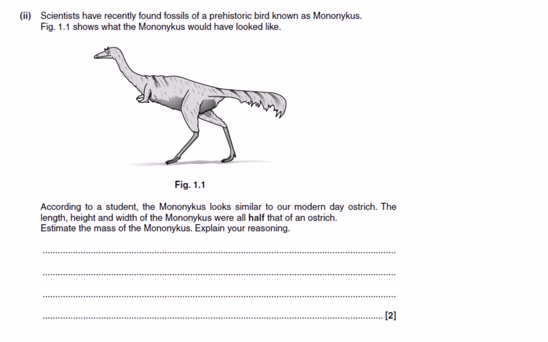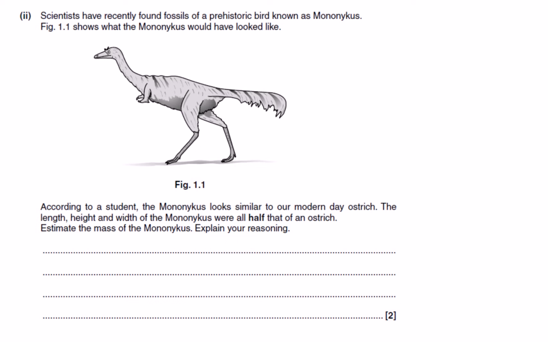And on to B part 2. Scientists have recently found fossils of a prehistoric bird known as Mononykus. I hope I pronounced that correctly. Figure 1.1 shows what Mononykus would have looked like. According to a student, the Mononykus looks similar to a modern-day ostrich. The length, height and width of the Mononykus are all half of that of an ostrich. Estimate the mass of a Mononykus and explain your reasoning.